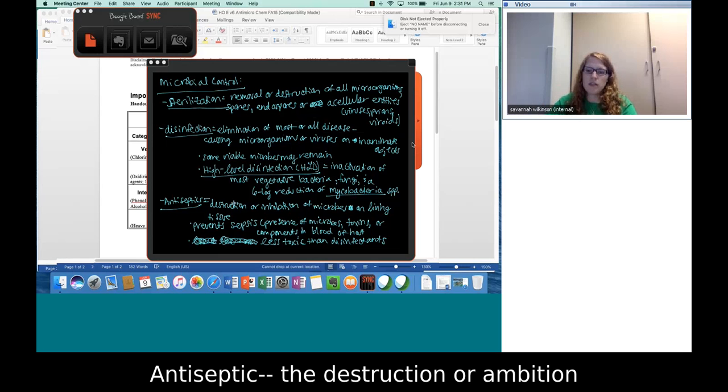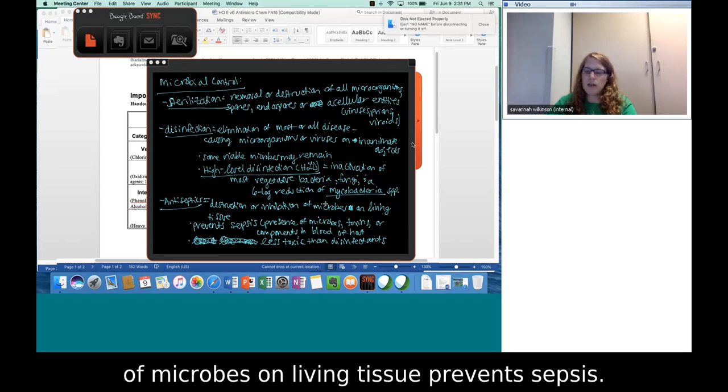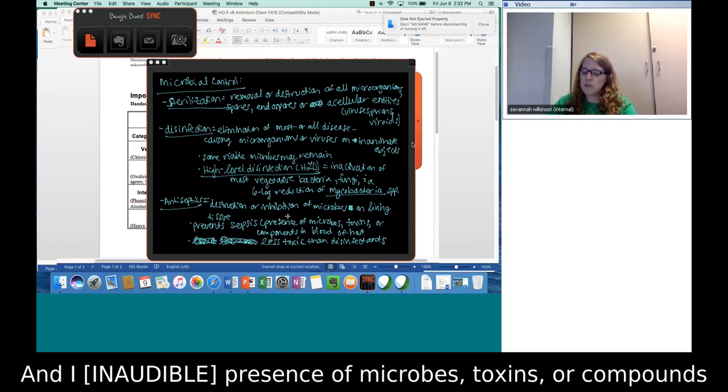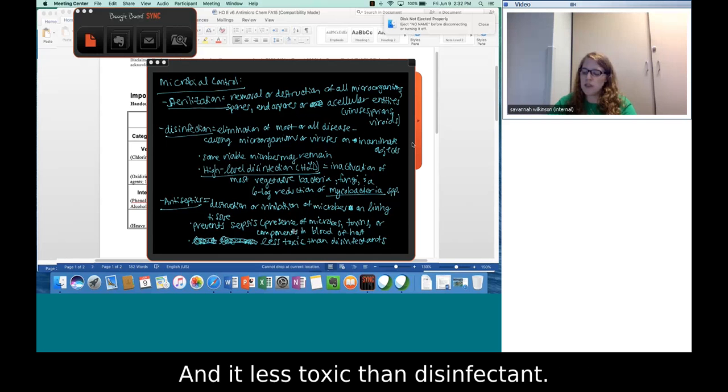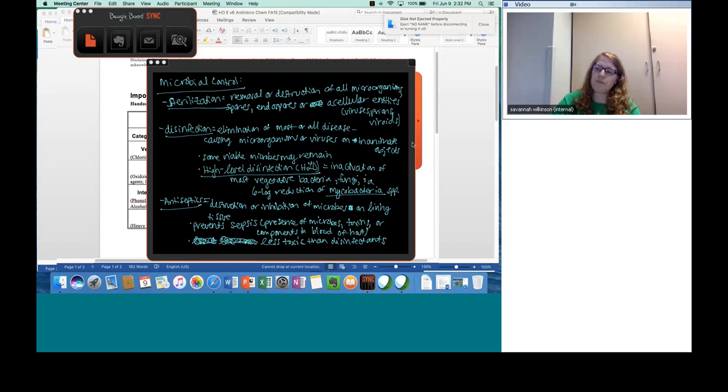Antiseptics: the destruction or inhibition of microbes on living tissue, prevents sepsis, and I put in parentheses, for presence of microbes, toxins, or components in blood of host, and is less toxic than disinfectant.